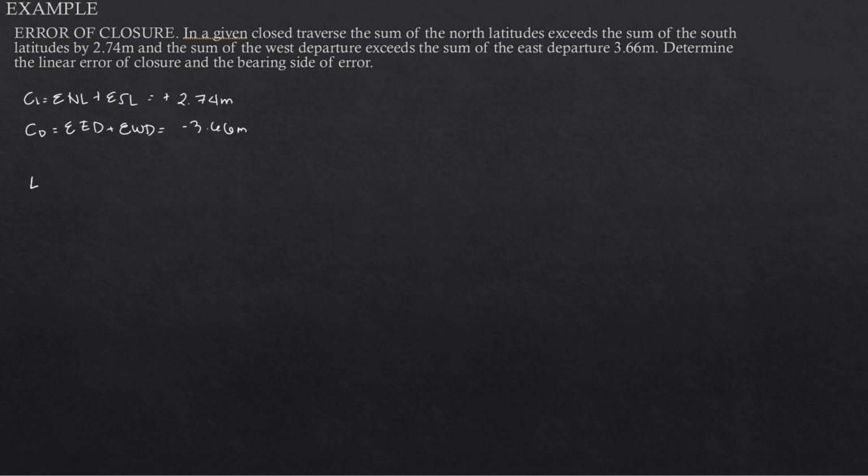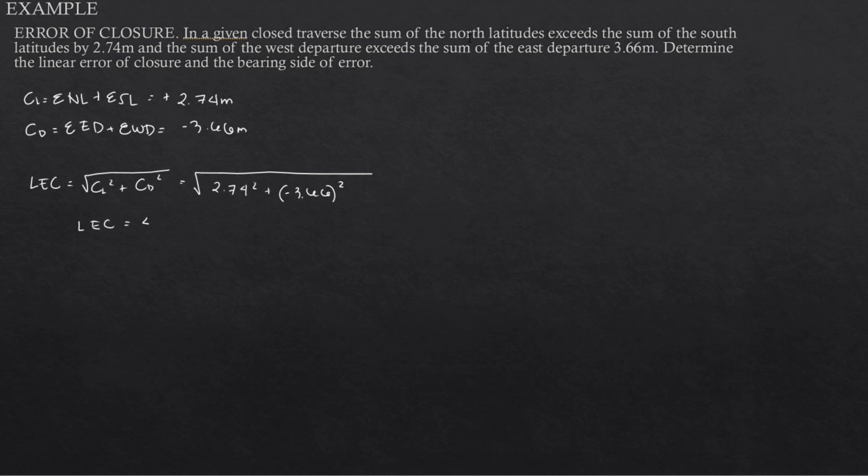Okay, so kunin natin yung LEC. LEC natin is equal to square root of CL squared plus CD squared. So, meron 2.74 squared plus negative 3.66 squared. So, LEC natin ngayon is equal to 4.57 meters. So, kunin natin yung bearing side of error.